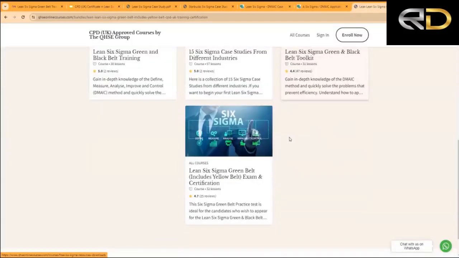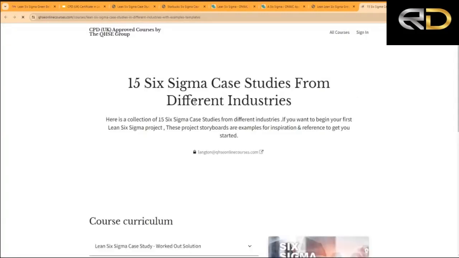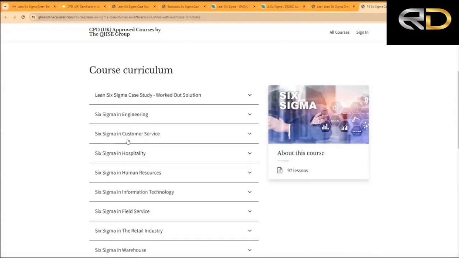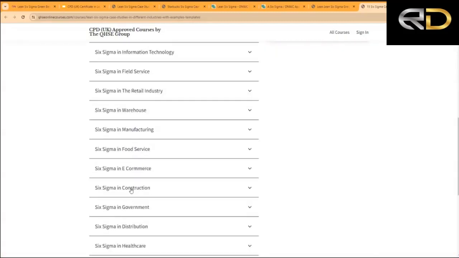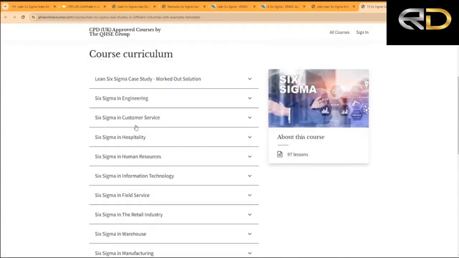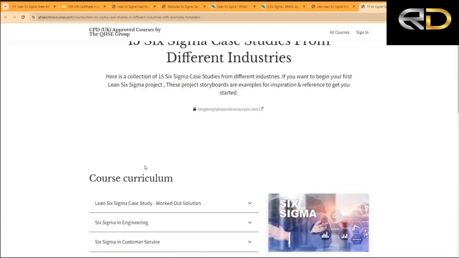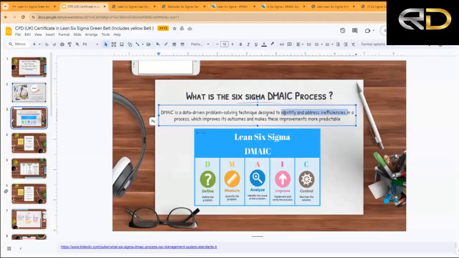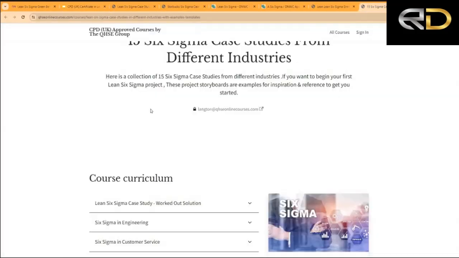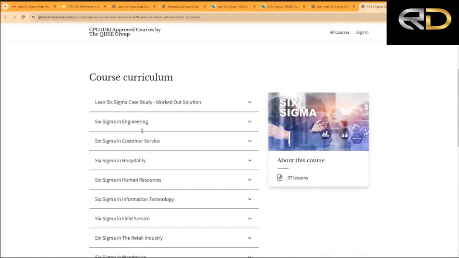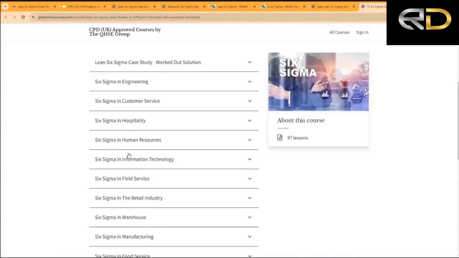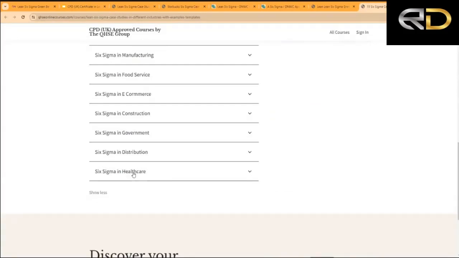As you know, you're also going to receive these 15 case studies from 15 different industries in Six Sigma. The whole idea in all of these case studies that you are going to receive, from government, construction, e-commerce, manufacturing, warehouse, healthcare, distribution, is showing you how Six Sigma was used to identify and address inefficiencies in all of these industries. So again, these case studies are going to come alongside your certificate, and you can use them to see how Six Sigma was used to do that.